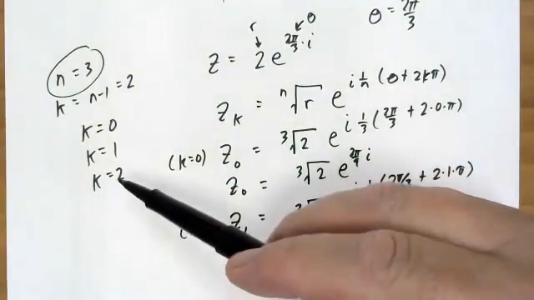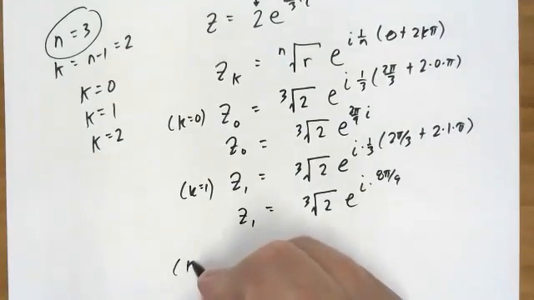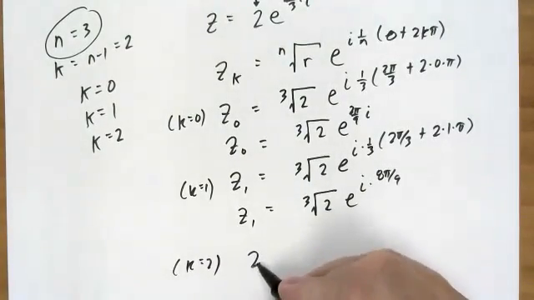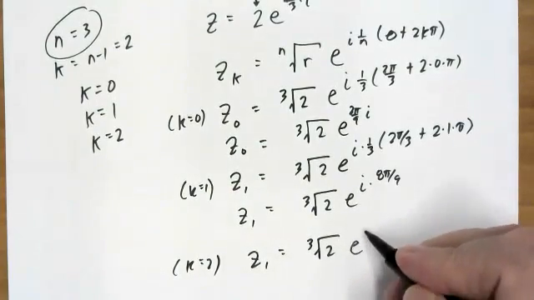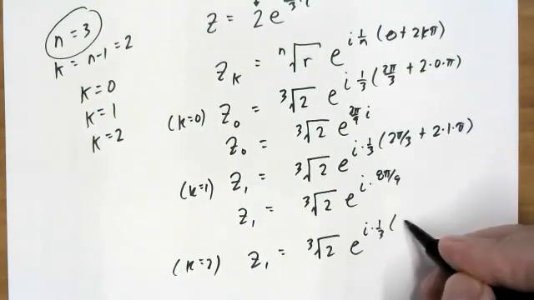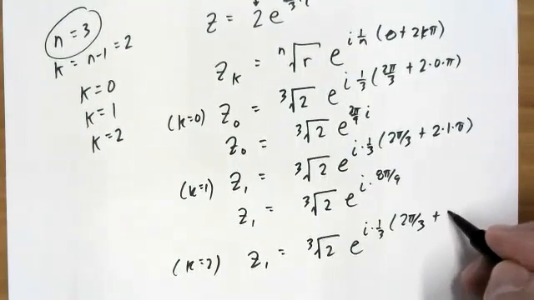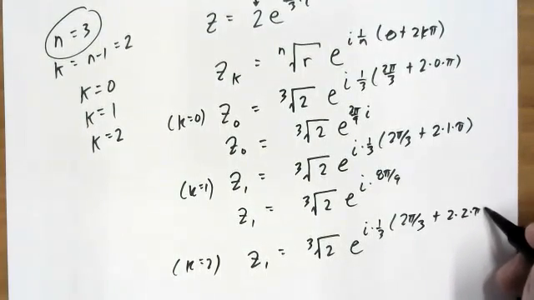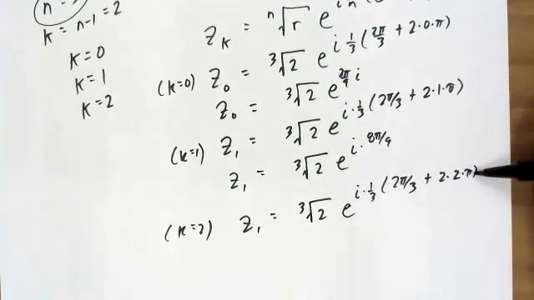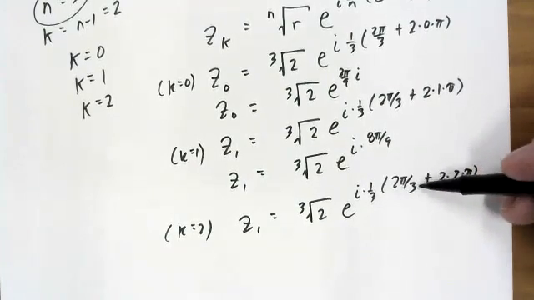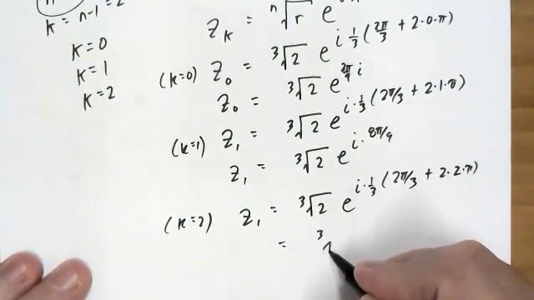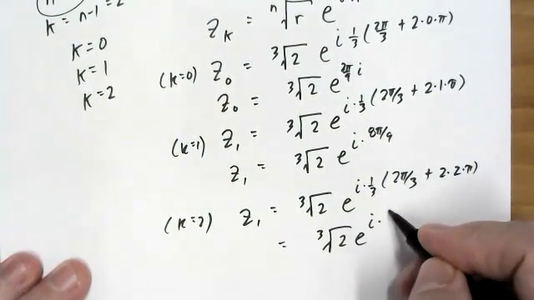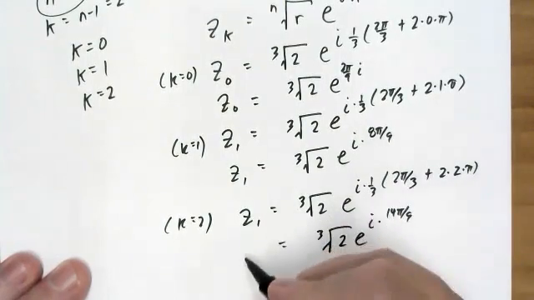But now we have to keep going because we have to go up until k is equal to 2. So now we have one more to do. And once again, the only thing that changes is I'm going to stick in 2 for k. So it's 2 pi over 3 plus 2 times 2 times pi. So now we have 4 pi plus 2 pi over 3. 4 pi is 12 pi over 3. That's 14 pi over 3 times 1/3. 14 pi over 9. e to the i times 14 pi over 9.